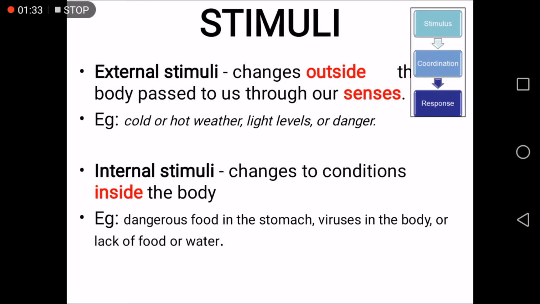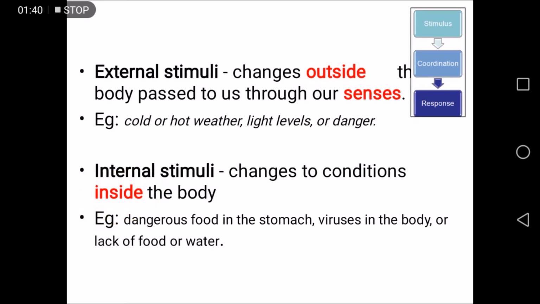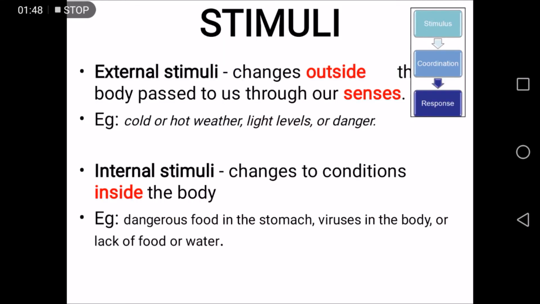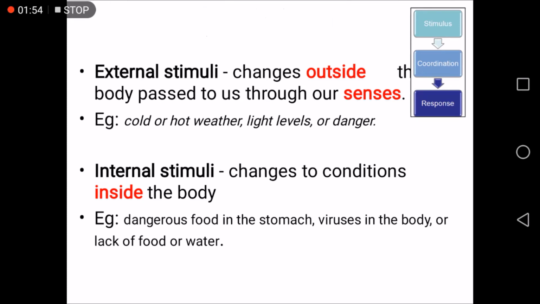As for the inside, this one we might not be aware of, but it still happens. There are some changes inside the body, sometimes like a virus in the body, the lack of water or lack of food. These are things in the body that are detected by our body, and this is also a stimulus. We call it internal stimulus. Or changes in the carbon dioxide or oxygen level, these are also stimuli.